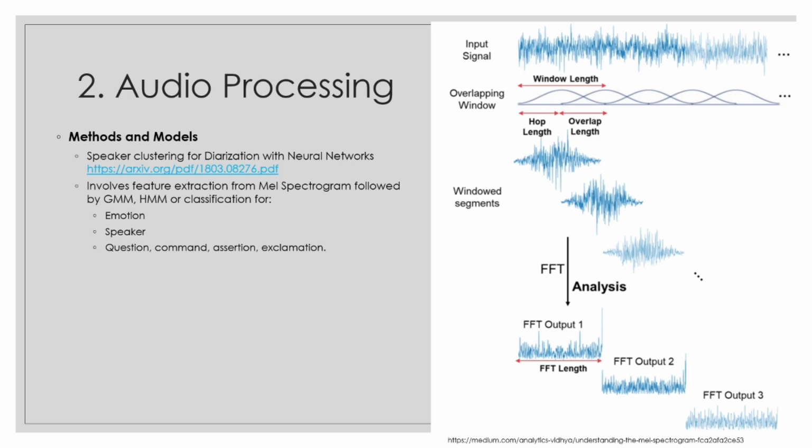So typically the MEL spectrogram is extracted using FFT or fast Fourier transform. So you take the whole input signal, and then there is a windowing that happens, because of which you get this finite FFT length, and then you look at these signals in the frequency domain.